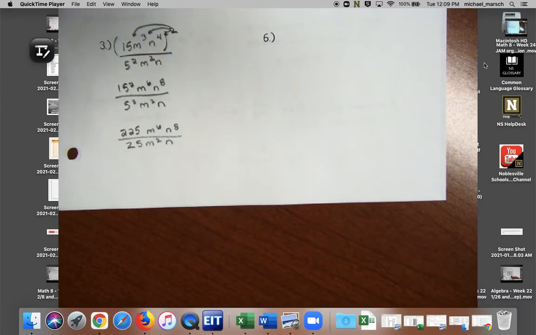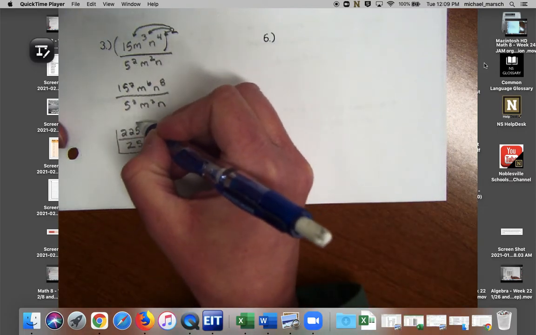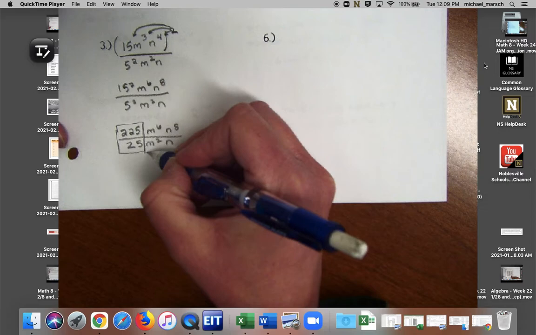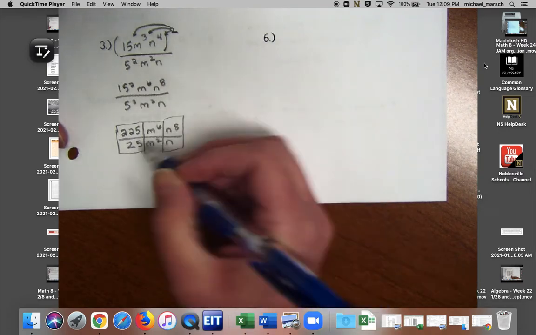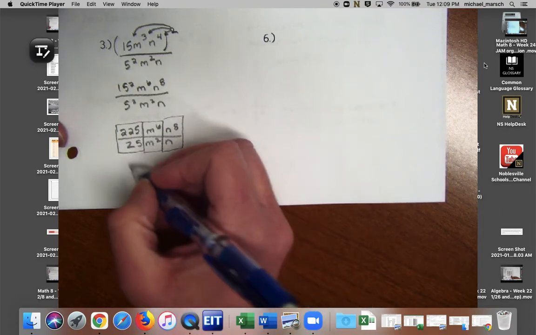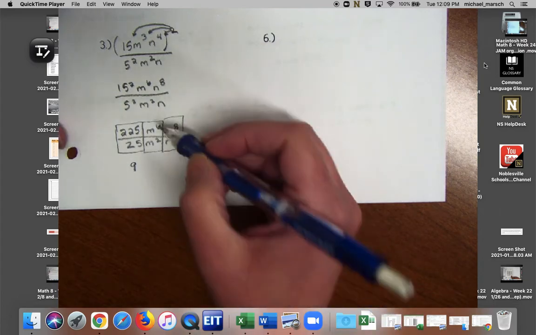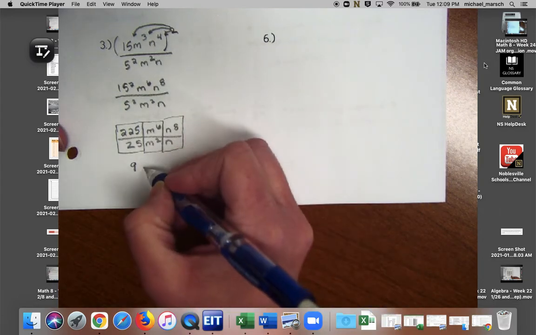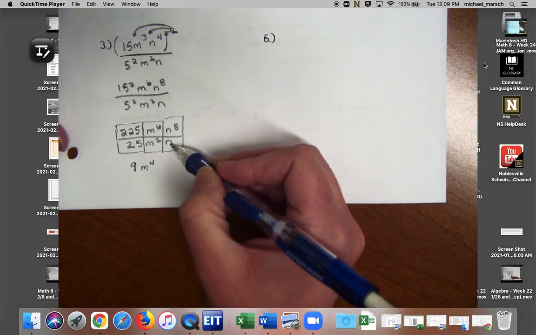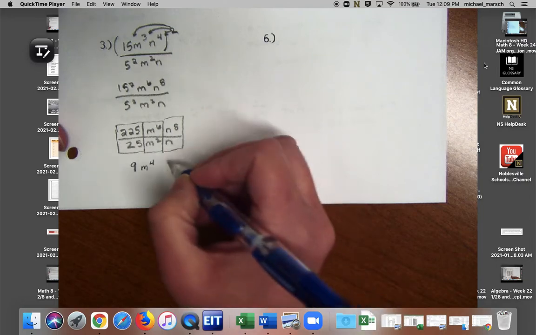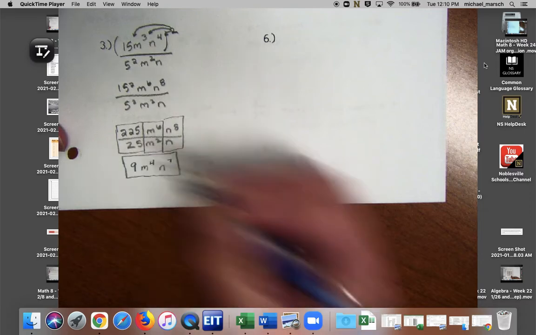So what I now have is basically 3 division problems. I have my coefficients that I can nicely divide, and then I follow my division rules for my exponent values. So 225 divided by 25 is 9. m to the 6th divided by m squared is m to the 4th. And n to the 8th divided by n to the 1st, remember there's a secret 1, I get n to the 7th. And that's my answer.